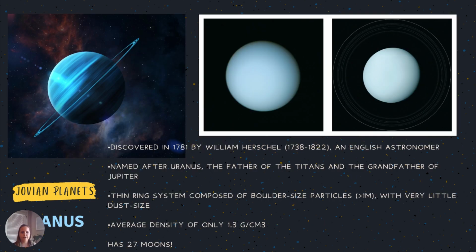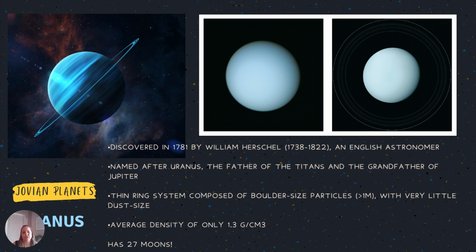All right, then we have Uranus, which was discovered pretty late, in the 1700s, and it was named after the father of the Titans and the grandfather of Jupiter. It also has a ring system, but with much smaller particle size. The density is around the same as Jupiter's, and it also has a bunch of moons, 27 moons.